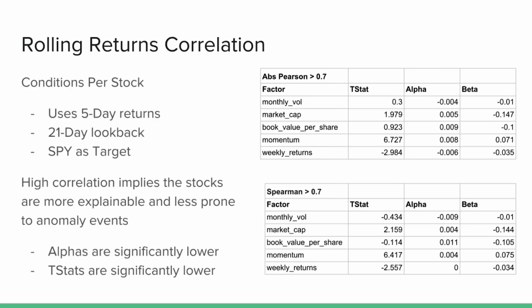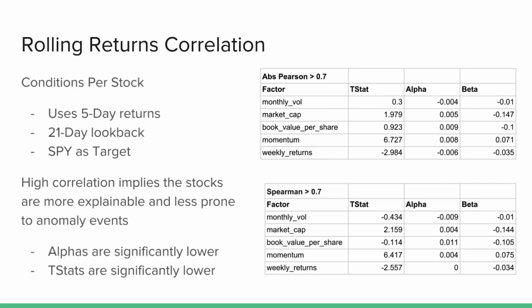And for rolling returns correlation, there's lots of ways to do the inputs. But for what I did, I looked at the 5-day returns, and then I used the 21-day lookback for all these correlation tests with SPY as the target. So for absolute Pearson and for Spearman, I arbitrarily chose a threshold of 0.7, because I assumed that represents that the stock has high correlation to the SPY, to the benchmark, and is considered not an anomaly.